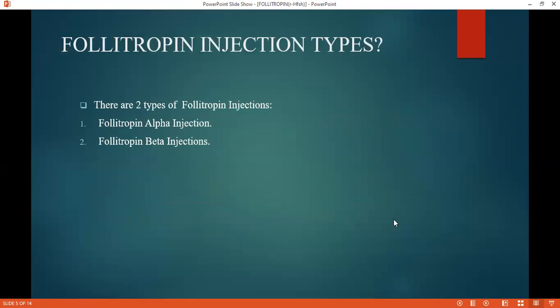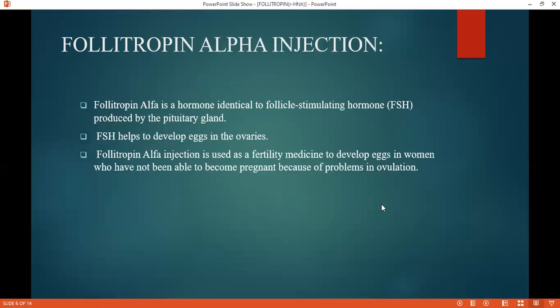Polytropin injection types. There are two types of polytropin injections: polytropin alpha injection and polytropin beta injection. First of all, polytropin alpha injection. Polytropin alpha injection is a hormone identical to the follicle stimulating hormone produced by the pituitary. It is a fertility medicine used to develop eggs in women who have not been able to become pregnant because of problems in ovulation.